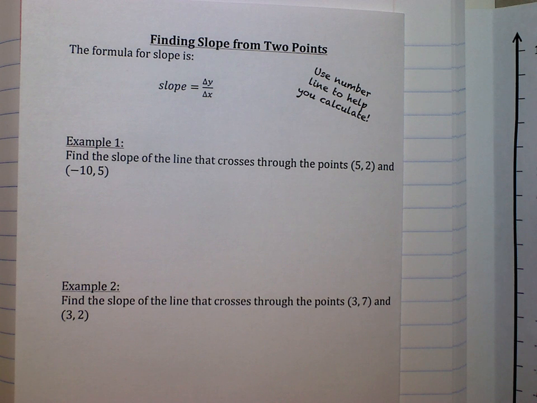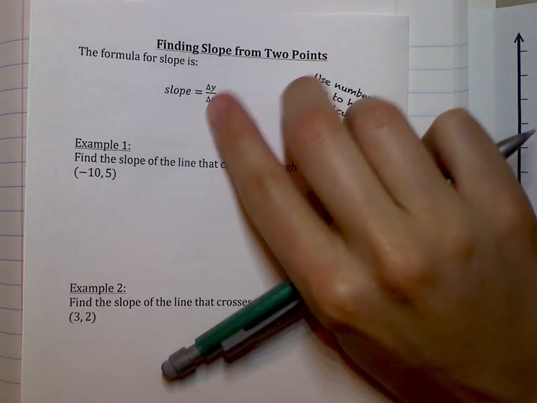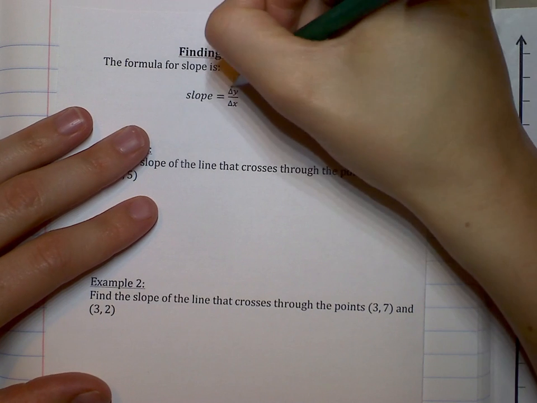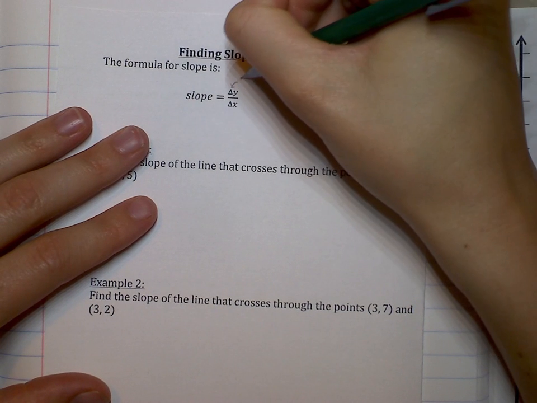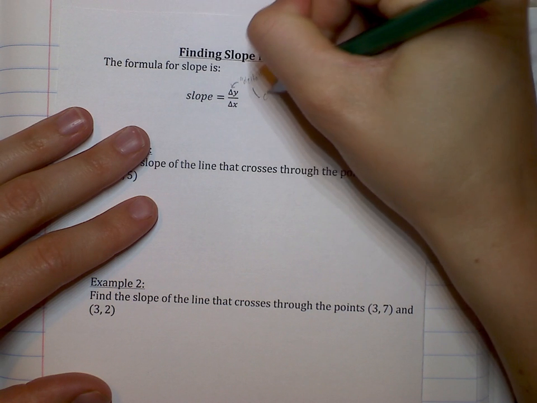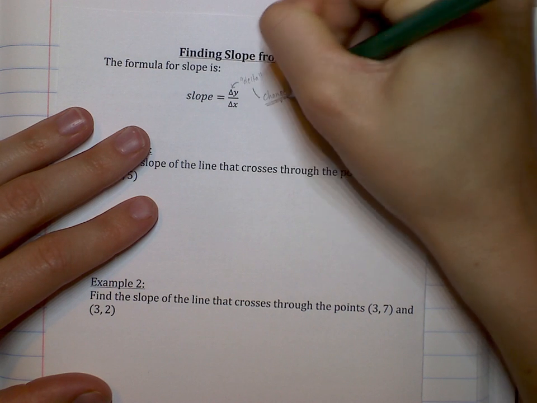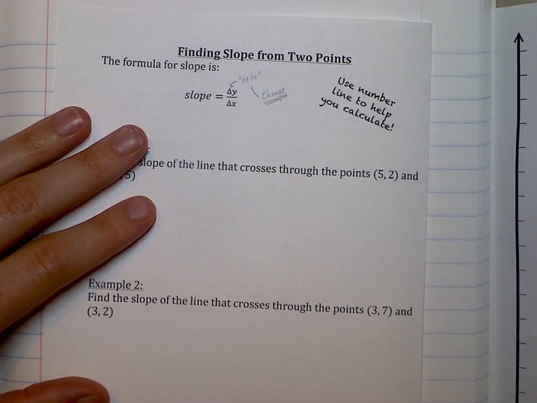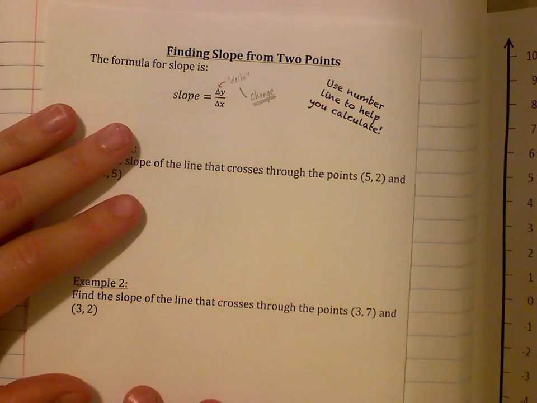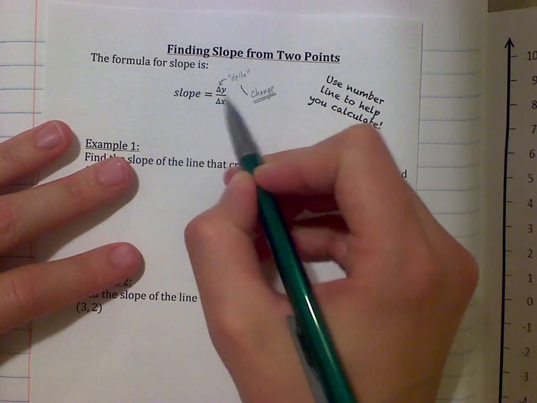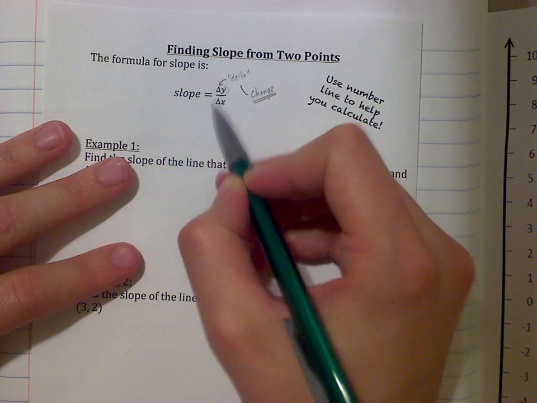So here's a formula for slope. It's delta y over delta x. And here's the thing, this delta, it's a Greek letter. It's called delta. But what it means is it means change. So this means the change in y over the change in x. I think that's a little clearer with the lighting. So this means how much does y change over how much does x change.